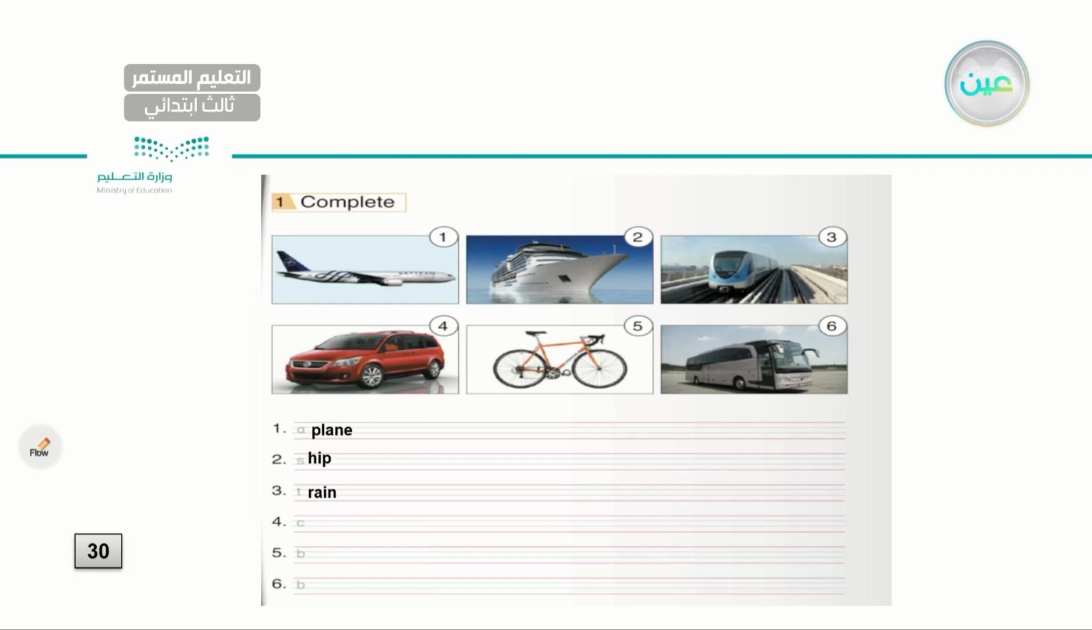Number 4, I have a car. So we just add A and R. Number 5, I have a bike or a bicycle. Both are correct. And for the last one, number 6, I have a bus. So make sure you write the correct answers while I'm reading them one more time. A plane, ship, train, car, bike, and bus. Very good. This is at page 30.